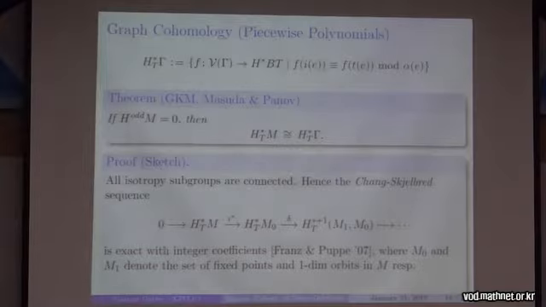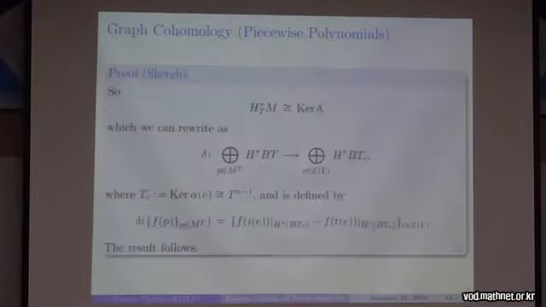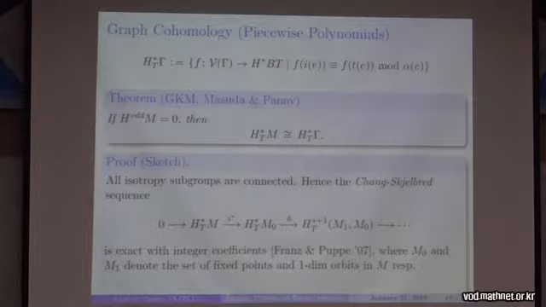Okay, and the sketch of the proof, which we'll quickly see here, as this part doesn't really change for the orbifold case, begins with the observation that all the isotropy subgroups are connected, so this Chang-Skjelbred sequence will be exact with integer coefficients. Okay, so there's our map i star from before, where now, for some reason, we've changed notation: M0 denotes the set of fixed points, and M1 is the set of one-dimensional orbits, so they correspond to the edges of the graph.